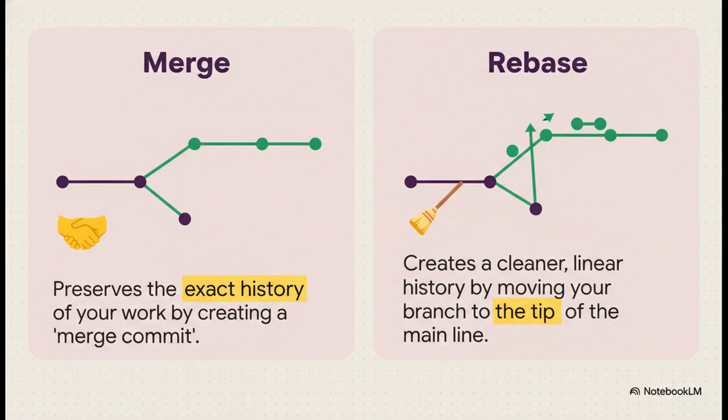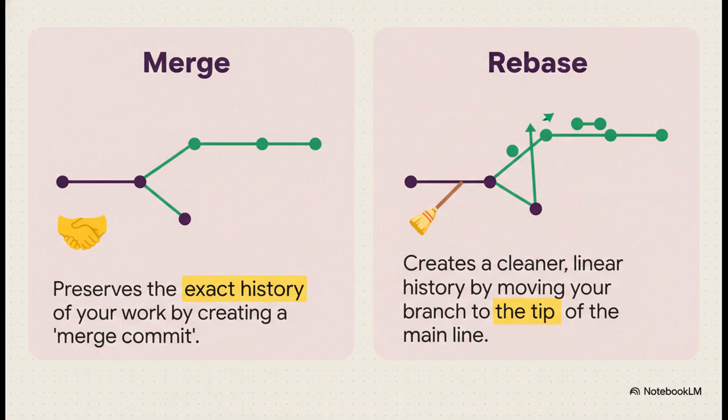Okay, so you've built your amazing feature in its own little universe. Now what? You've got to get it back into the main code base, right? Well, the two main ways to do that are merge and rebase. A merge is all about honesty. It preserves the exact history and creates this special merge commit that says, hey, right here is where these two parallel universes came together. It's safe, it's traceable.